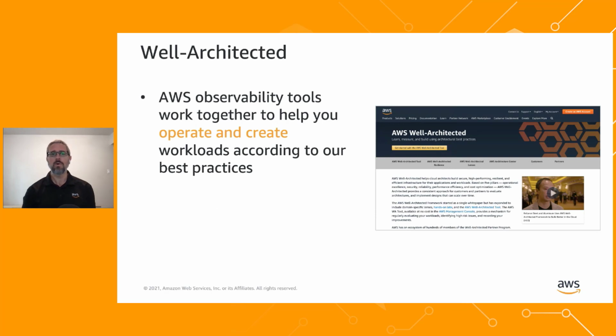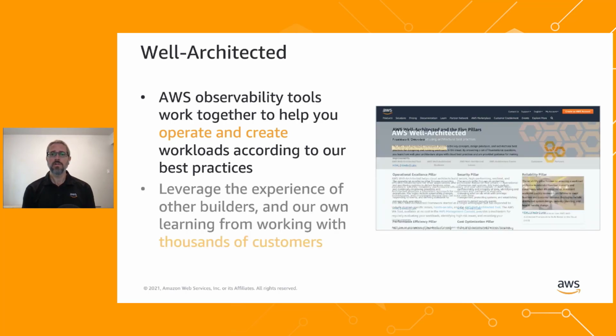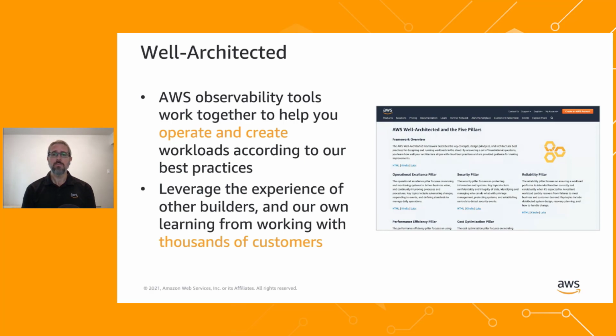First, some notes around well-architected. The AWS observability tools work together with the well-architected framework to help you operate and create workloads according to our best practices. The well-architected framework itself has 5 pillars. There's operational excellence, security, reliability, performance efficiency, and cost optimization. Using the well-architected framework allows you to leverage the experiences of other builders and the learnings that we have had at Amazon Web Services from working with thousands of other customers.